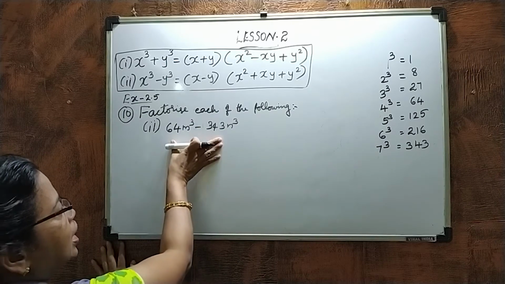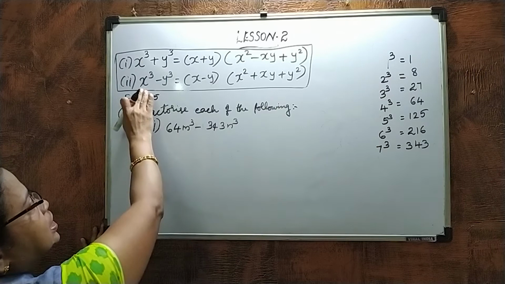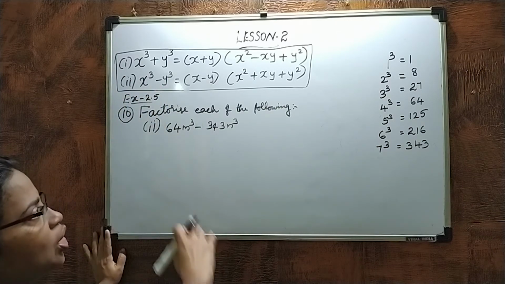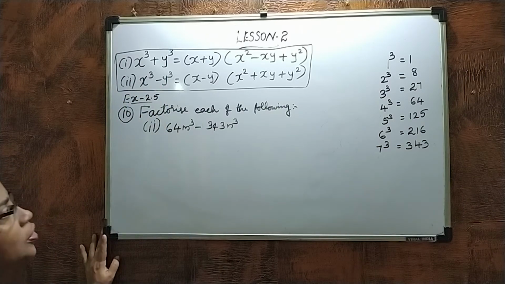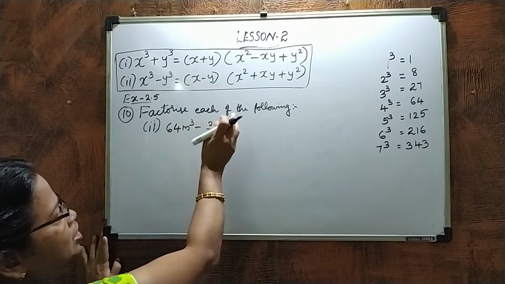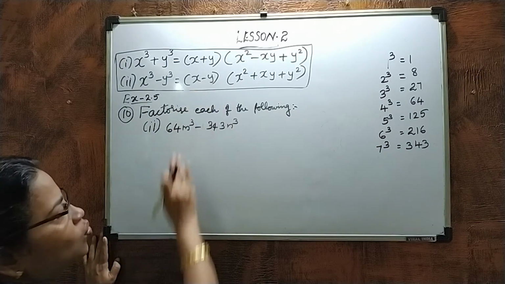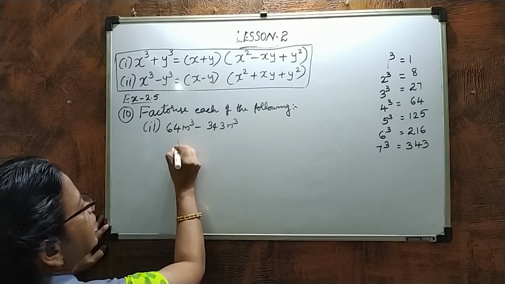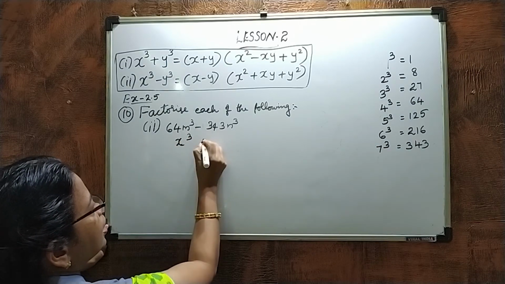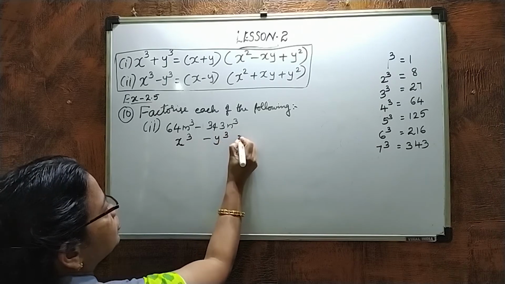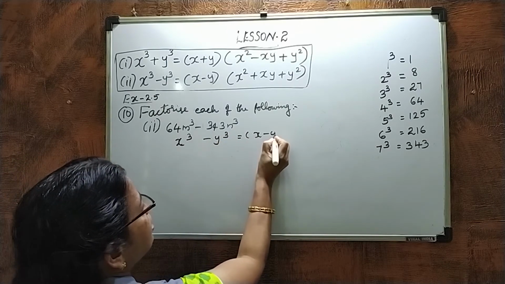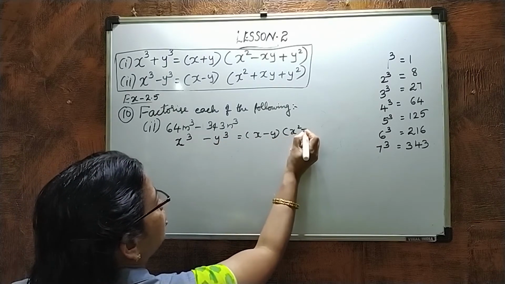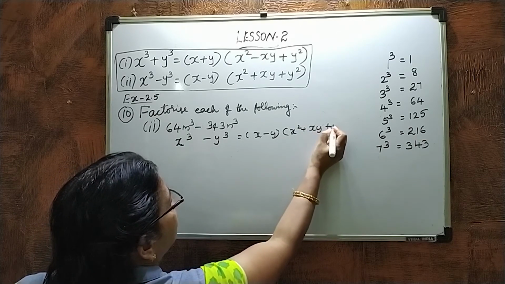So you have to understand from here, this is the identity I had given you. You have to expand it. Before this expansion, you have to find out what is x, what is y. That we already know. How will you find out? It is x cube minus y cube equals x minus y into x square plus xy plus y square.